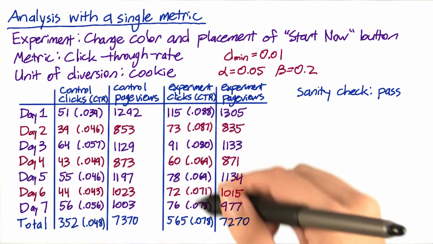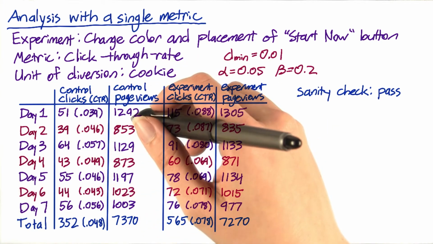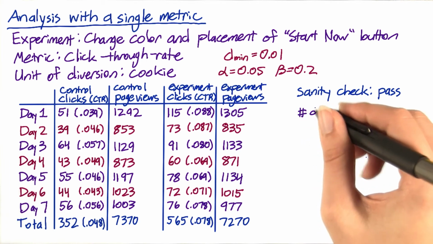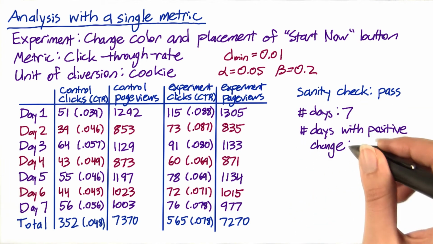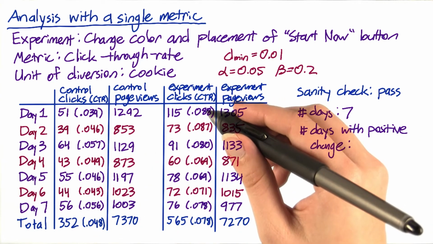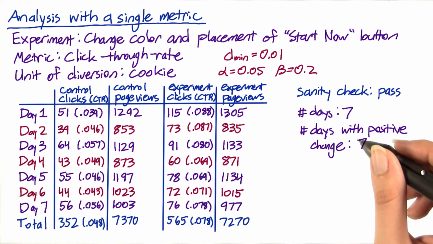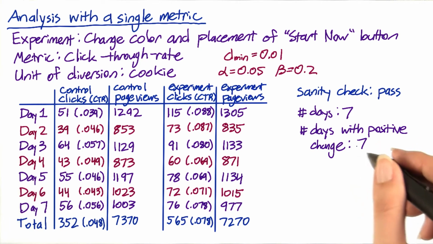Here, to the clicks columns, I've also added the click-through rate, so that's just the clicks divided by the page views for each row. To do a sign test, I need to know the number of days, which in this case is 7, and I also need to know the number of days with a positive change. So comparing the click-through rate in each row, I can see that the experiment group actually had a higher click-through rate on all 7 days. This certainly looks good for the experiment, but what would be the chance of this happening randomly?